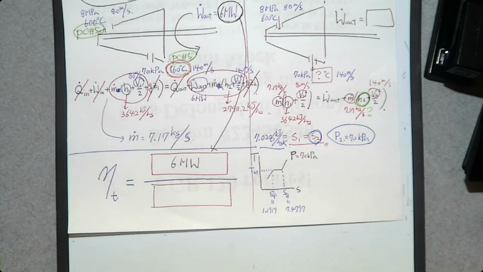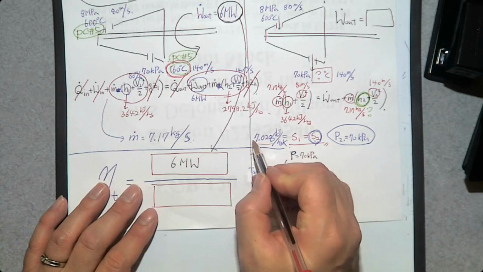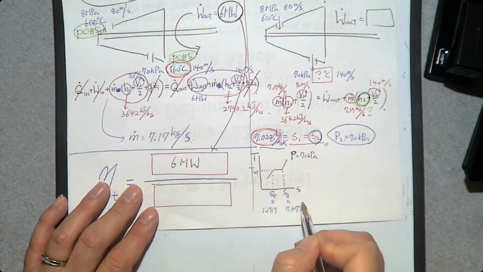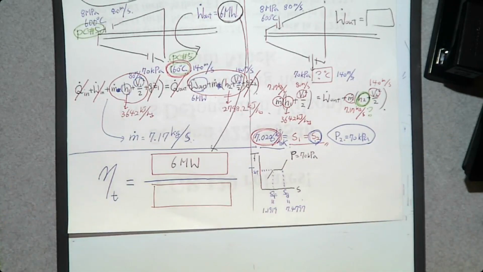I think yes. What is entropy? 7.02. So let's find this number on this TS diagram. 7.02 is greater than this. Okay. But less than this. So where is our system between SF and SG? What is our system? Number 3, right? Number 3, saturated mixture.